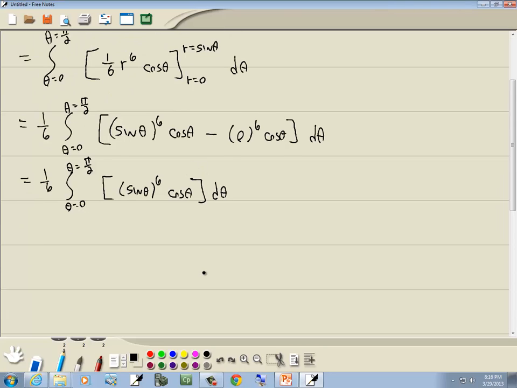Well, now we're ready to take the integral of this. And this is a U-substitution. Remember, if you have parentheses to a power, you try to let U equal to what's inside the parentheses. So U is equal to sine theta. Derivative of that, du, the derivative of sine is cosine theta d theta, which works out really nice because we have a cosine theta d theta there. So this becomes 1/6, theta is equal to 0 to theta is equal to pi over 2, and this becomes u to the 6 du.